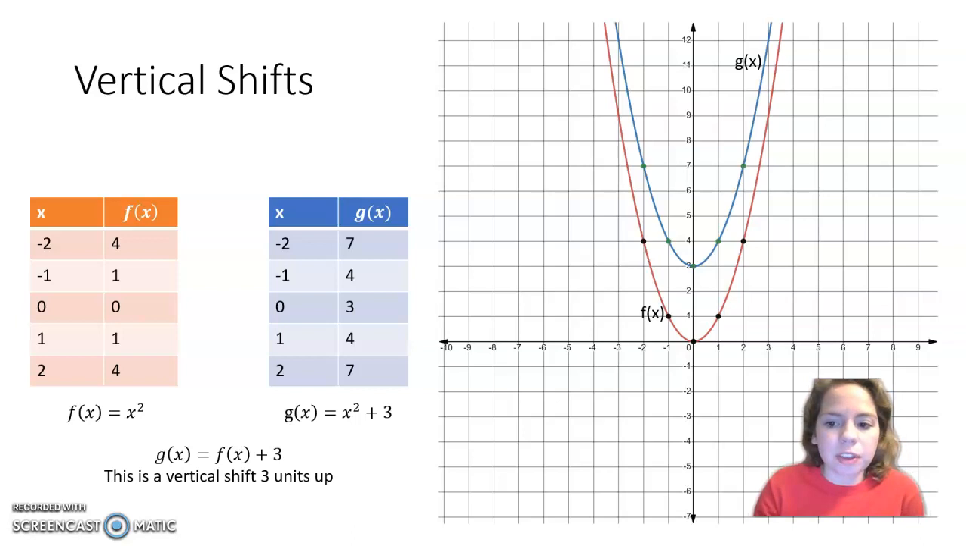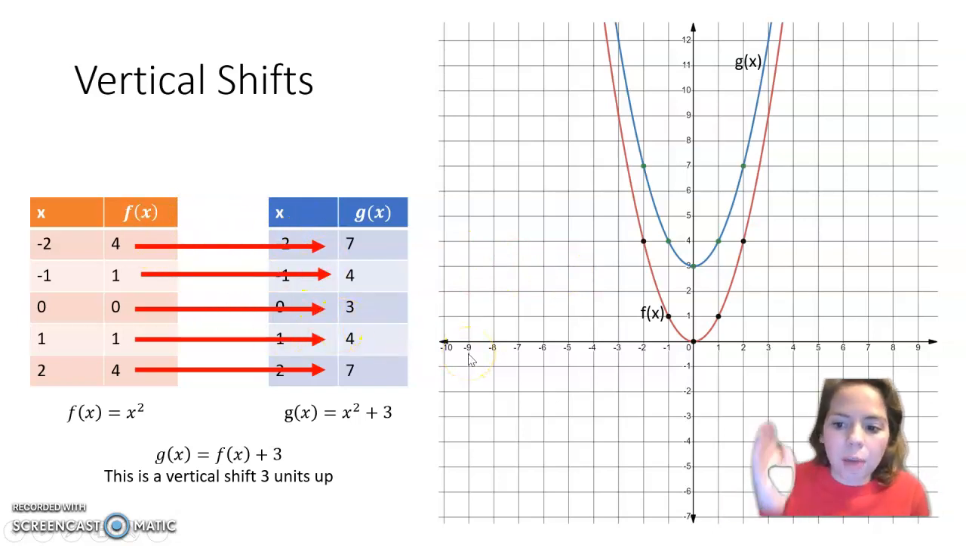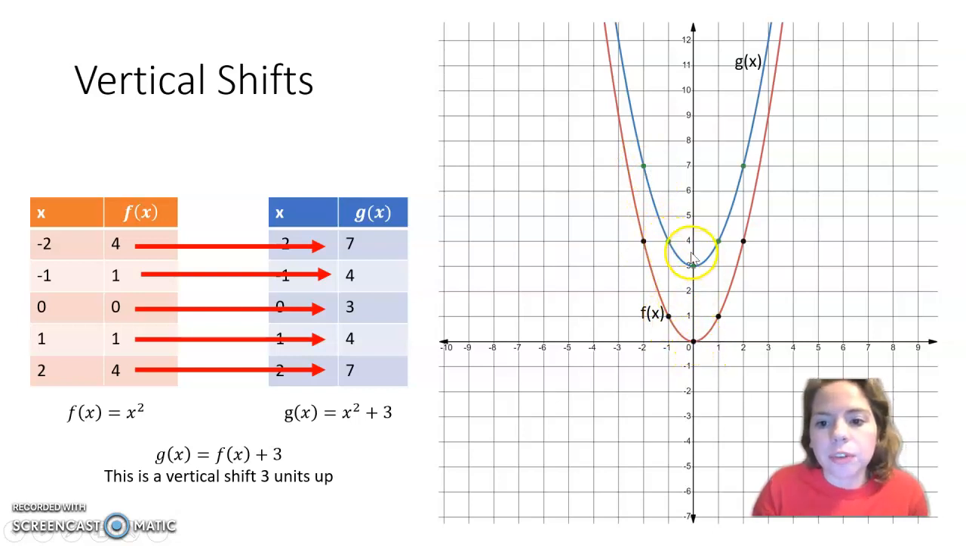If I specifically look at some of my ordered pairs, negative 2, 4 goes to negative 2, 7. On the graph, negative 2, 4 goes to negative 2, 7. We're specifically adding 3 to each y value. So that's another reason that this is a vertical shift. It's literally like 3 gets added to each y value, and that's why we're moving up 3. Like if you look at negative 1, 1, it moves to negative 1, 4. 0, 0 moves to 0, 3.